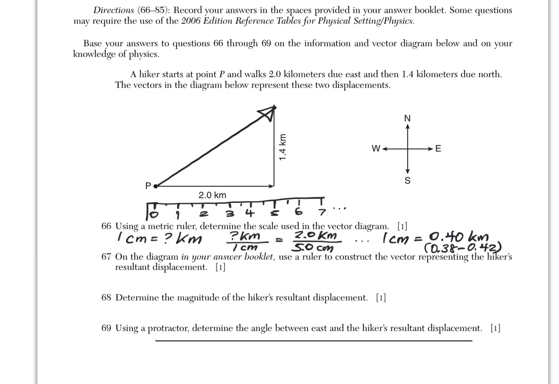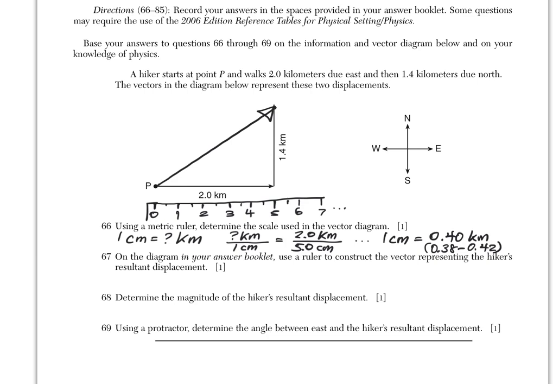So, going from start to finish, that's how the resultant goes, and there's the drawn vector. But remember the arrowhead. Very important. Okay, 68 says, determine the magnitude of the hiker's resultant displacement.